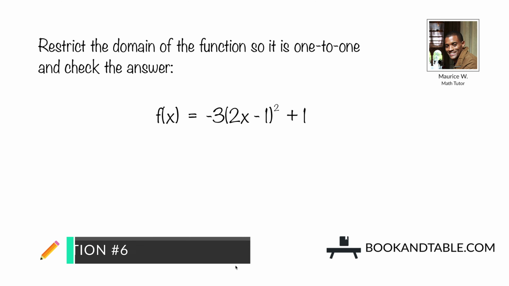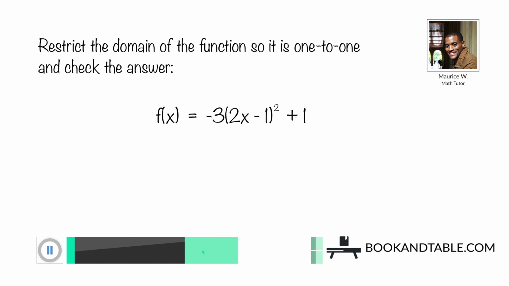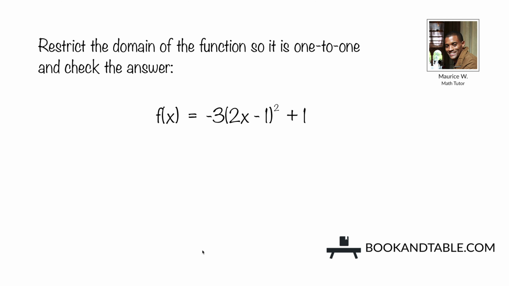Let's now have a look at question number 6. Restrict the domain of the function so it is 1 to 1 and check the answer. And we are given f of x is equal to negative 3 times (2x minus 1) squared plus 1. Pause the video, answer this question, and then press play when you are ready to begin.